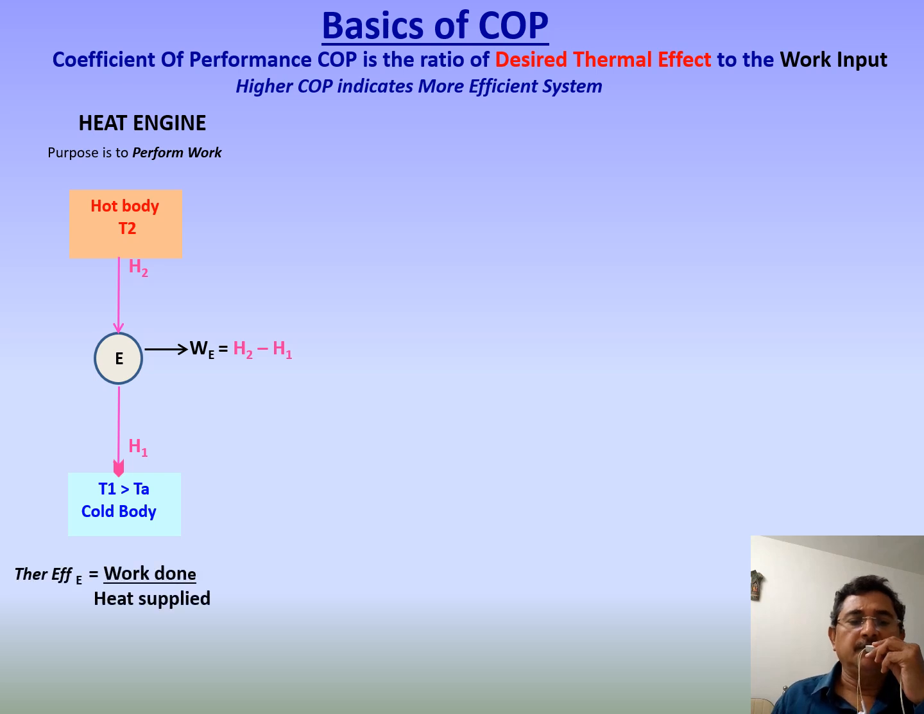The thermal efficiency is the work done, that is the output of the desired thermal effect, upon the heat supplied. Why is it work done upon heat supplied? In the numerator, the work done comes because the purpose of heat engine is to perform work. Thermal efficiency will be WE upon H2, that is nothing but H2 minus H1 upon H2.